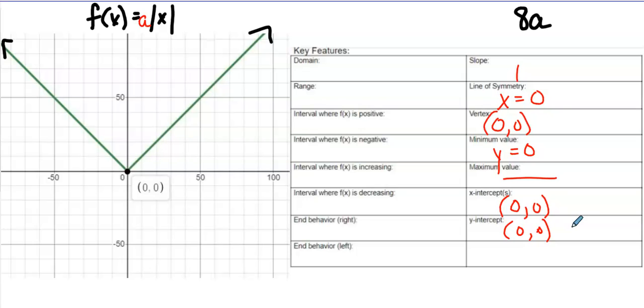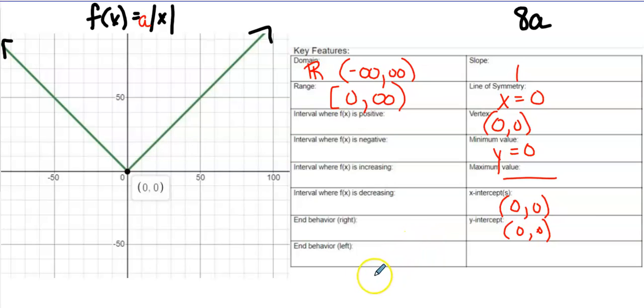So let's go up to domain. The domain of absolute value functions is always the same. You can put all real numbers, or you can put negative infinity to positive infinity. The range starts at the bottom. It starts at 0, so we use a bracket for that, 0, and it goes to positive infinity.